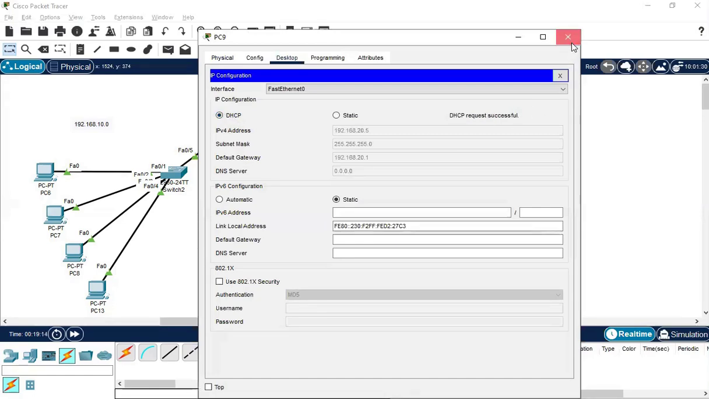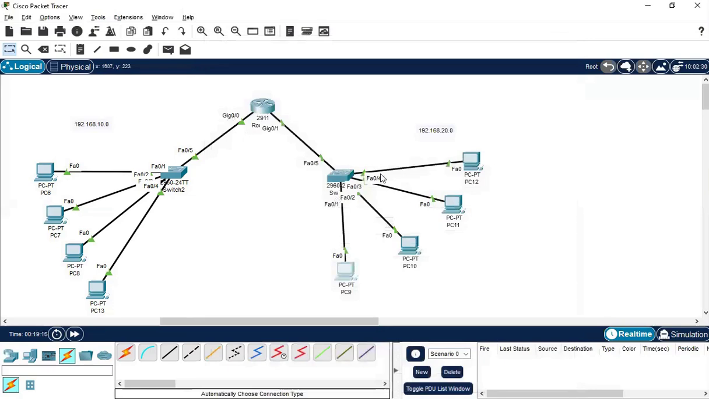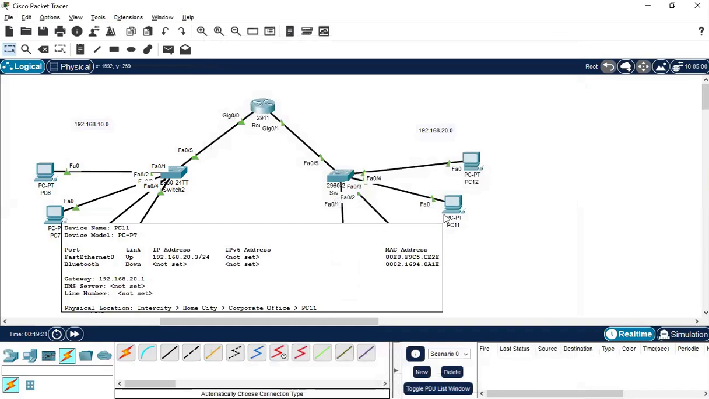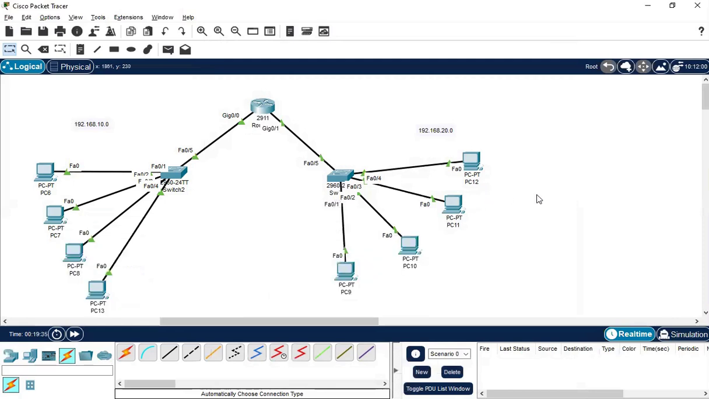So this is much easier than static addressing, and I have taken only 4 systems. Imagine a huge network with 100 systems, 1,000, 2,000 systems, or where the number of systems keeps increasing. By using DHCP configuration, it is easy for us to assign IP addresses to all the systems. I hope you got it clearly. Thank you.